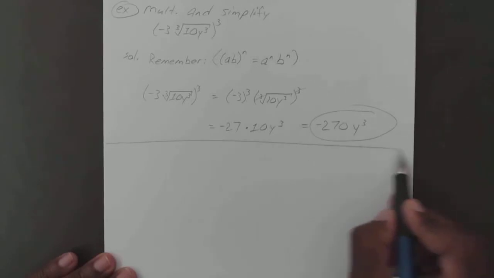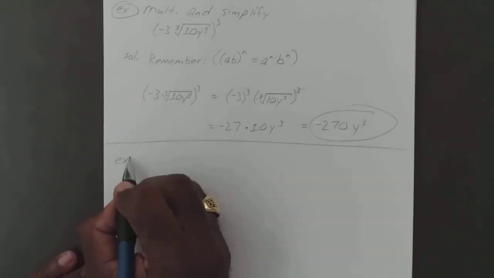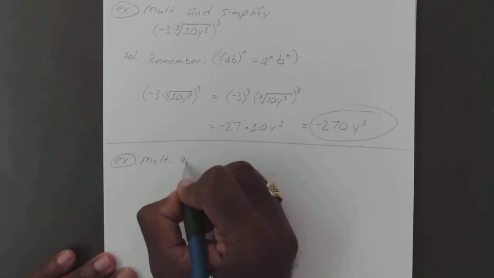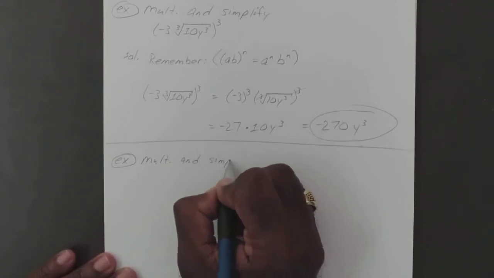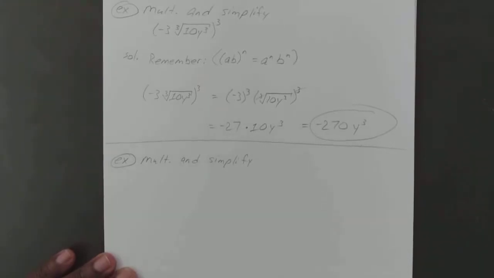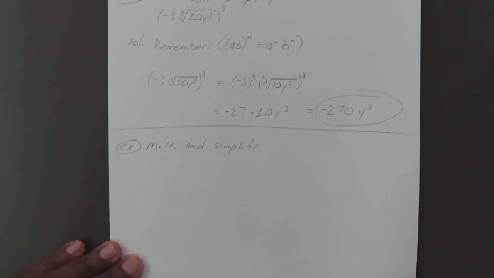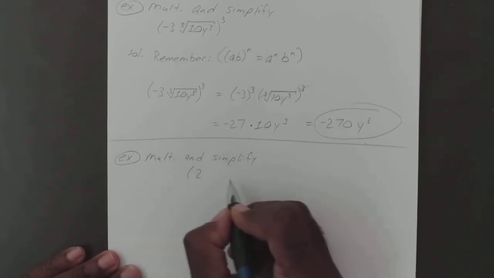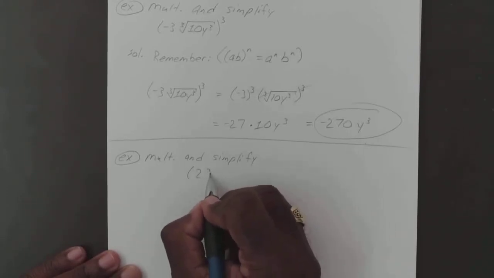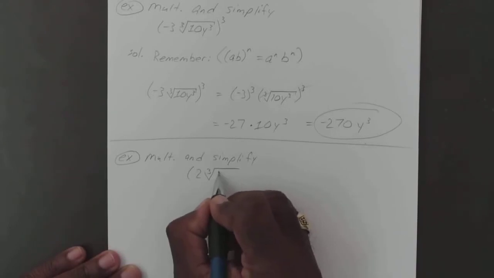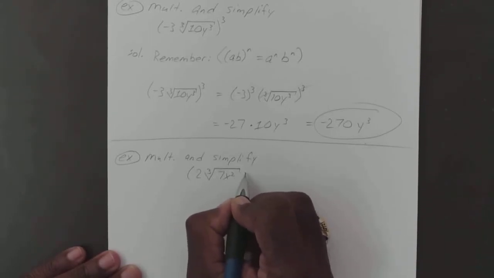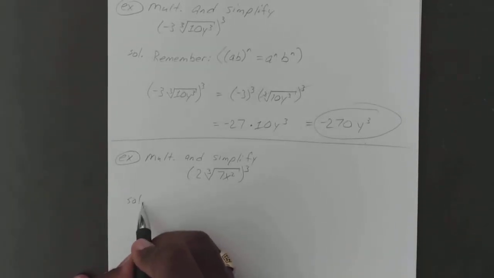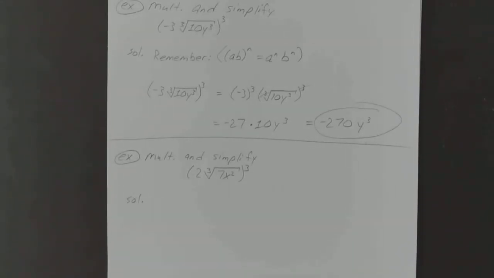Okay, so let's say if we have, multiply and simplify, say 2 times the cube root of 7x squared, and that raised to the third power. Okay, and I'll let you start on that one.